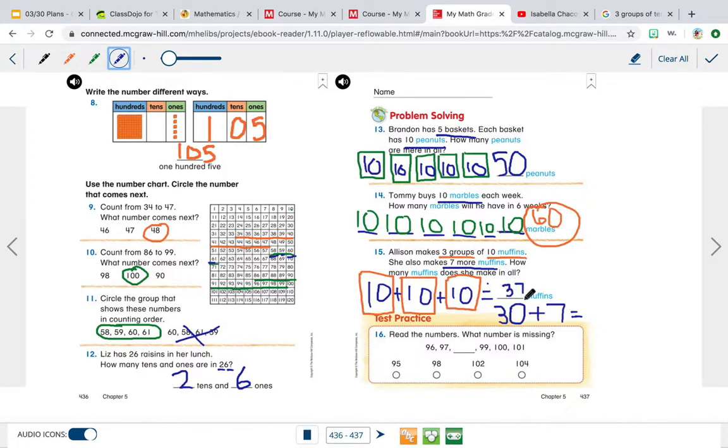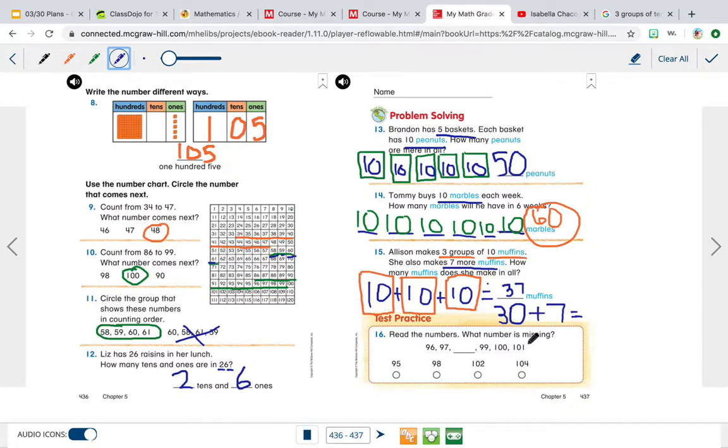Now let's do our test practice and we'll be done with our lesson for today. So read the numbers. What number is missing? 96, 97, blank, 99, 100, 101. I'm going to read the answers to you and you're going to do this on your own. 96, 97, 95, 99, 100, 101. Is it 95? Or 96, 97, 98, 99, 100, 101? Or 96, 97, 102, 99, 100, 101? Or is it 96, 97, 104, 99, 100, 101?